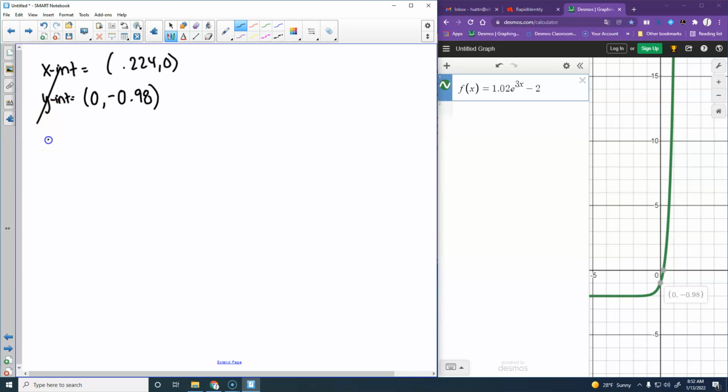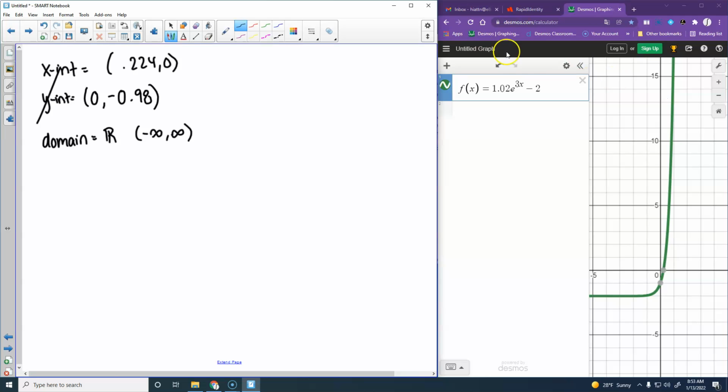What is our domain for an exponential? It is all real numbers, or negative infinity to positive infinity, right? That's the case anytime you have an exponential. It doesn't really look like that here, because if it's all real numbers, that means it's defined everywhere. Well, it looks like this has a vertical asymptote, like big time. It does, because exponentials are so steep, sometimes they look like they have vertical asymptotes.